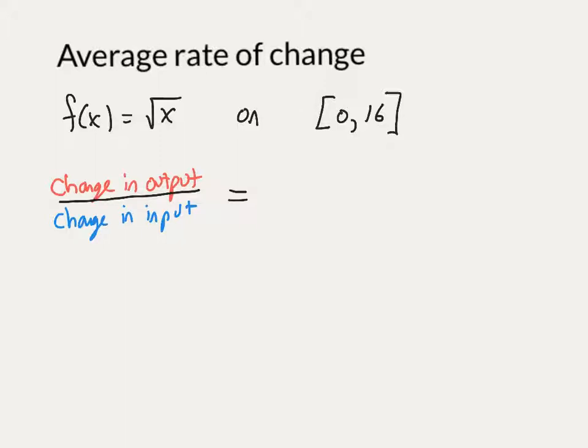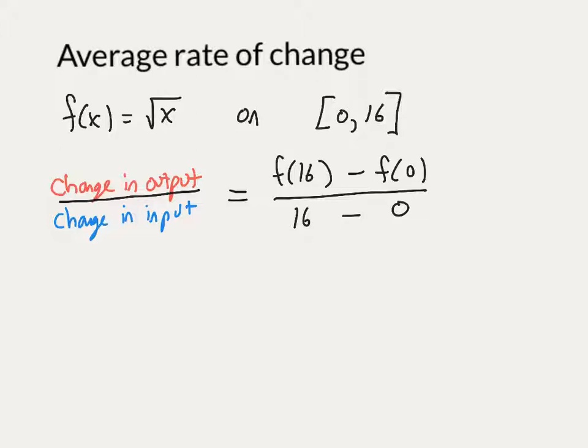So what I'm going to do is look at my output when I'm ending, at the end of my interval, and I'm going to take away my output when I'm starting. So that's my change in output. I'm going to divide this all by the change in input. So that'll be 16, my ending input, and I'm going to take away my starting input, which is 0.